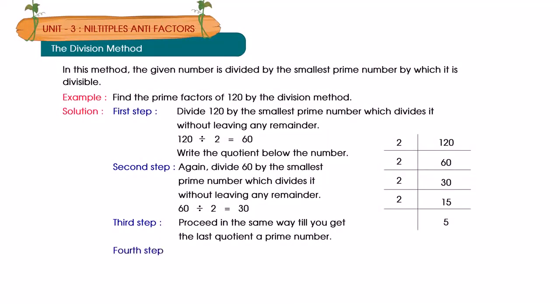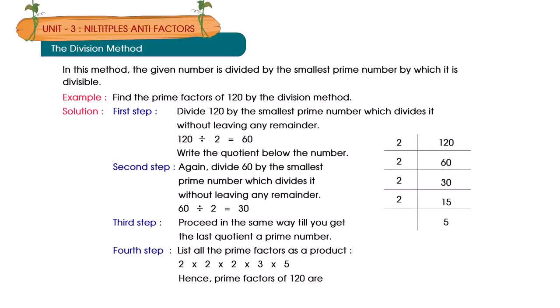Fourth step. List all the prime factors as a product. 2 into 2 into 2 into 3 into 5. Hence, prime factors of 120 are 2 into 2 into 2 into 3 into 5.